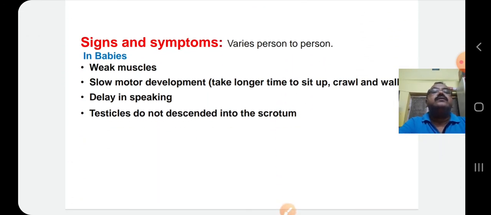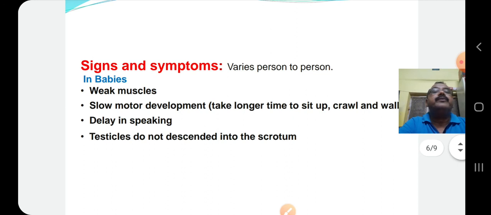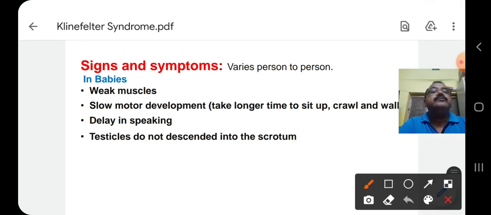Let us discuss the signs and symptoms of Klinefelter syndrome. The signs and symptoms vary from person to person. In case of babies, the symptoms include weak muscles, slow motor development, delay in speaking, and testicles that do not descend into the scrotum.